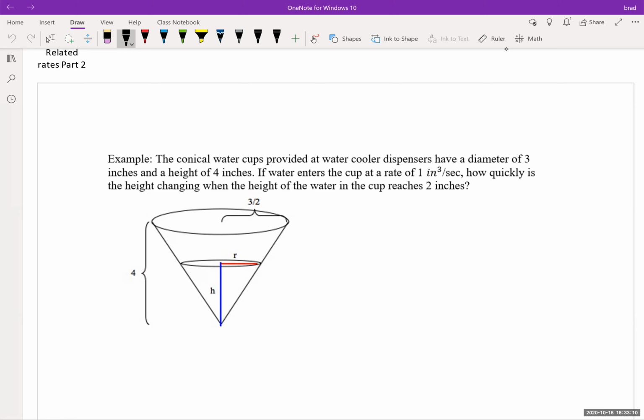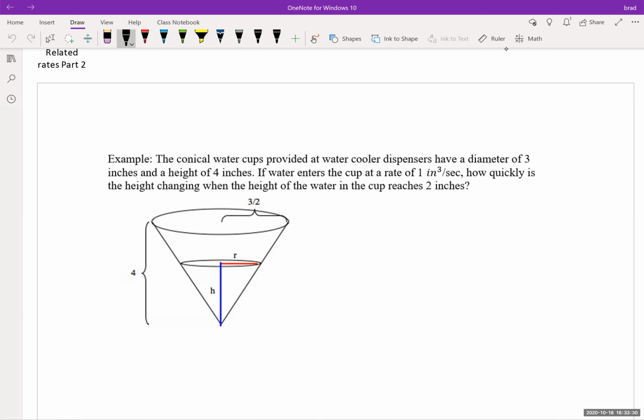So the first one I want to talk about is: conical water cups provided at a water cooler dispenser have a diameter of 3 inches and a height of 4 inches. If water enters the cup at a rate of 1 inch cubed per second, how quickly is the height changing when the height of the water in the cup reaches 2 inches? So we have quite a bit to unpack here from this problem.